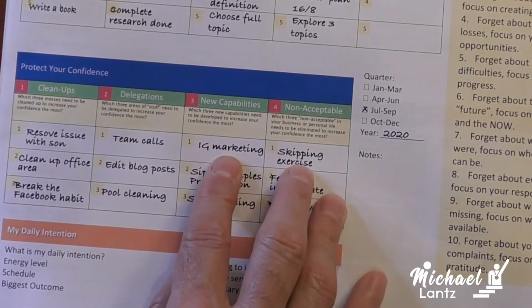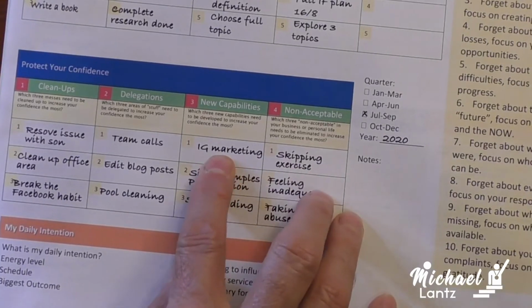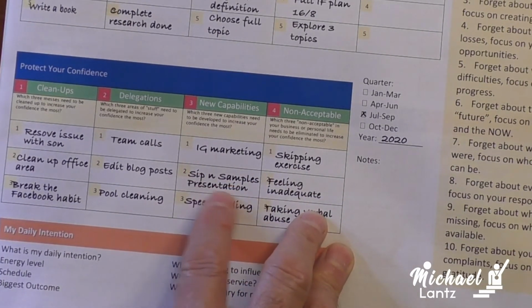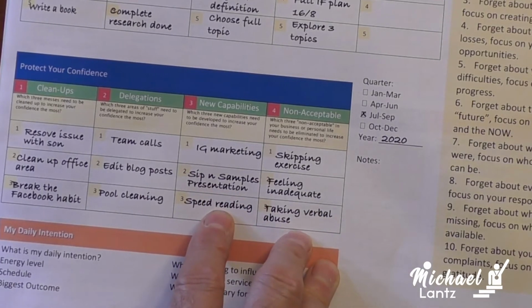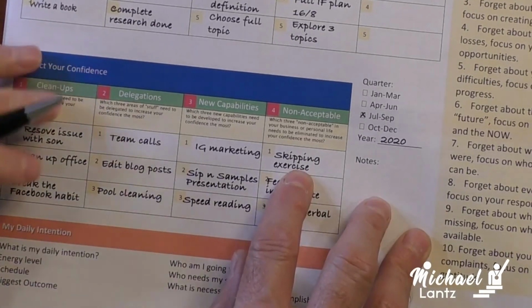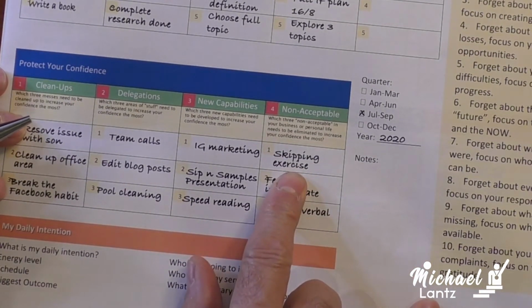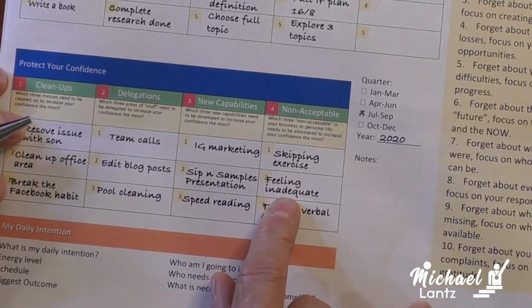New capabilities. You want to master Instagram marketing. You want to do sip and samples and create this awesome presentation. And you want to learn how to read faster. Non-acceptable. You've been skipping some exercises lately, and you say, that's not acceptable. I can't do that. So I'm going to make sure that whatever it is, I'm doing my exercise.